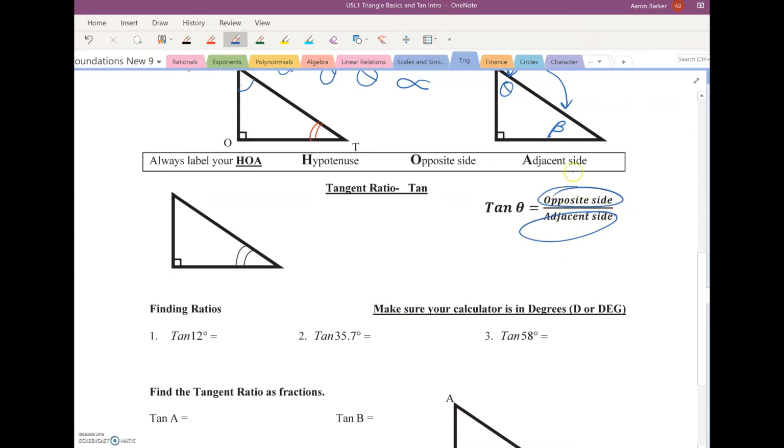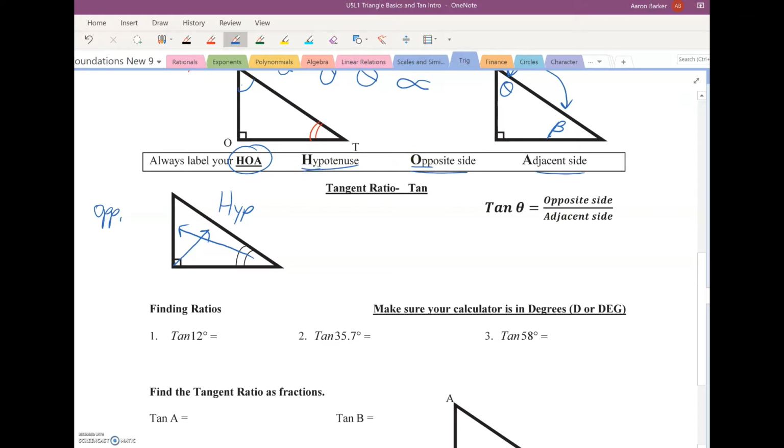That's the ratio. So what we have to do first of all is label your HOA: hypotenuse side, opposite side, adjacent side. The hypotenuse side is pointed at by the 90 degree sign, just like we did with Pythagoras. Our angle of interest is indicated on this triangle by the double angle symbol. Looking at your angle of interest, we draw a straight line to the opposite side of the angle of interest. That side is called the opposite, and you can abbreviate that OPP.